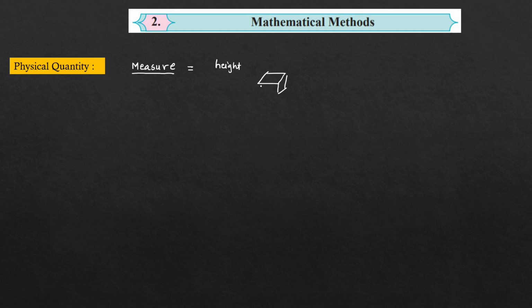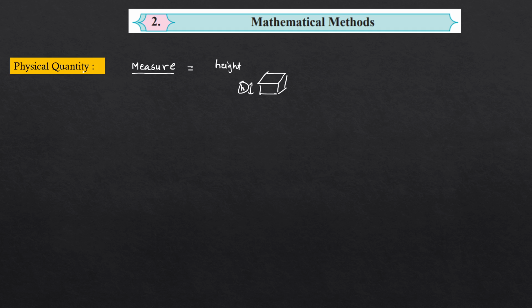So let's start with the physical quantity. What is a physical quantity? Physical quantity किसको बोलते हैं? The quantity which we can measure. जो quantity हम लोग measure कर सकते हैं. For example, suppose height. Suppose there is one box. The height of this box we can measure, which means height is a physical quantity. So a physical quantity means whatever quantity we can measure.